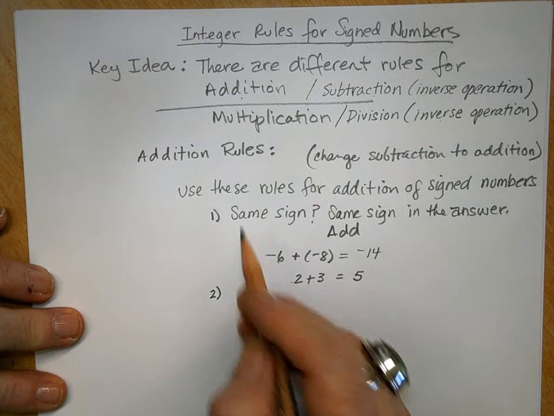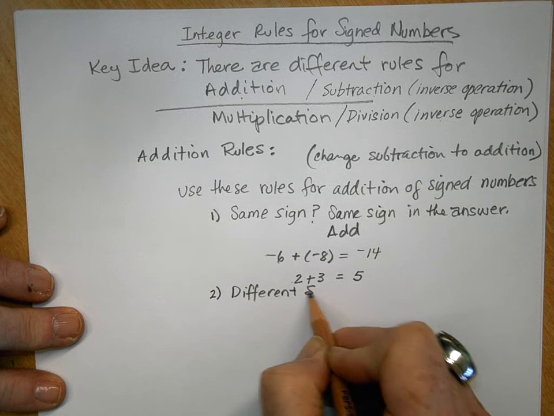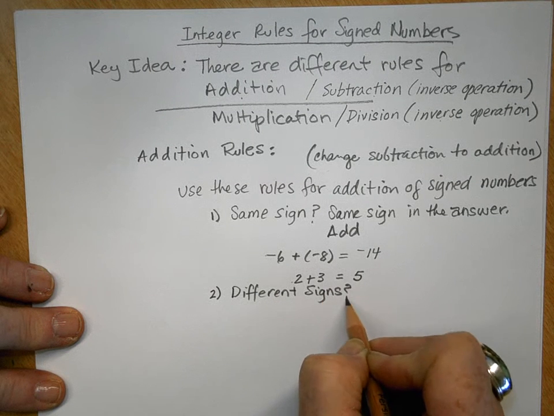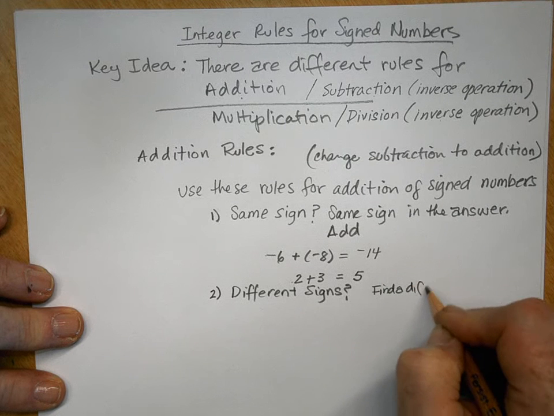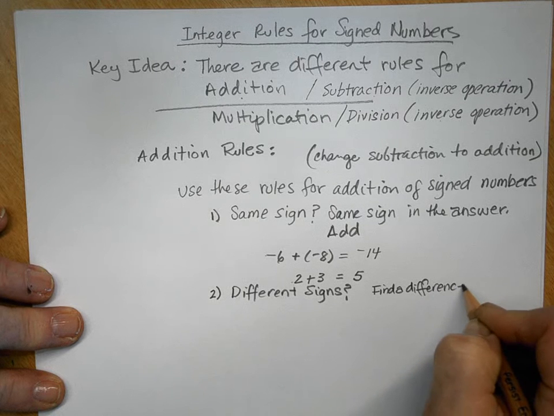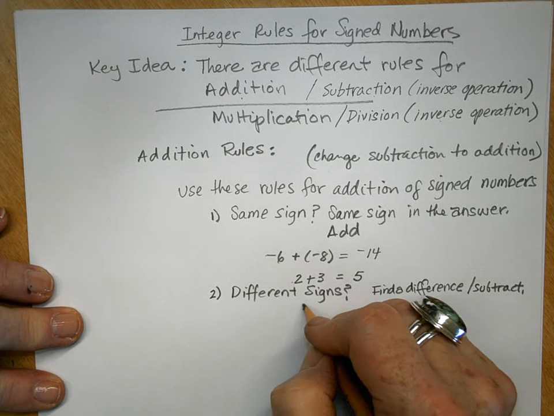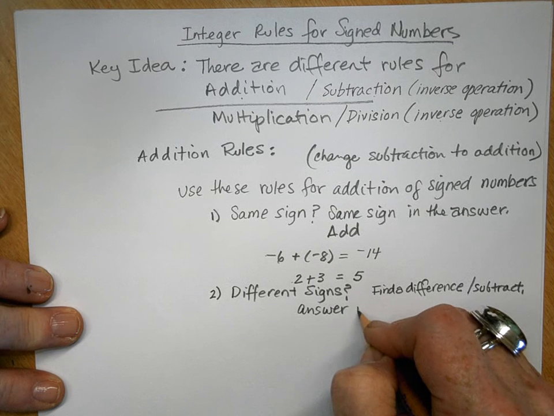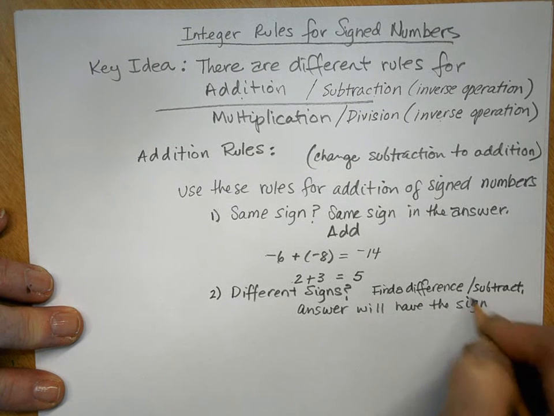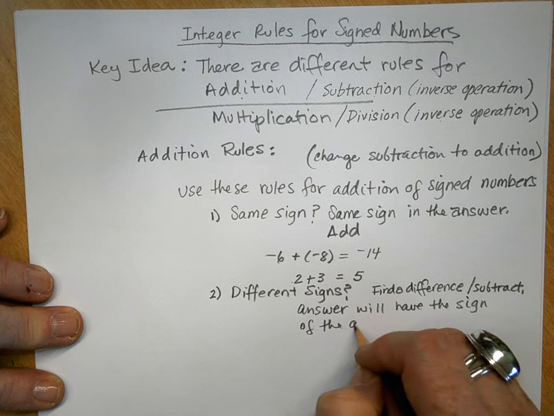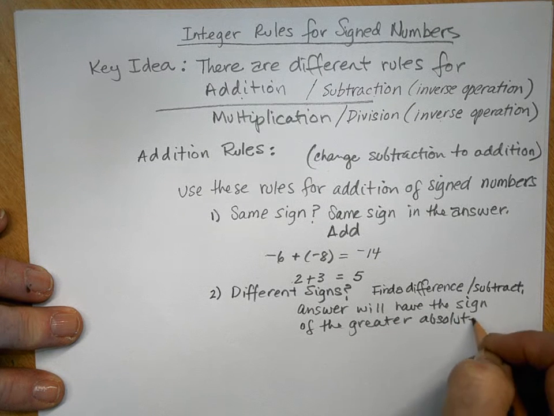Number 2, different signs. Then I find a difference. That means subtract. The answer will have the sign of the greater absolute value.